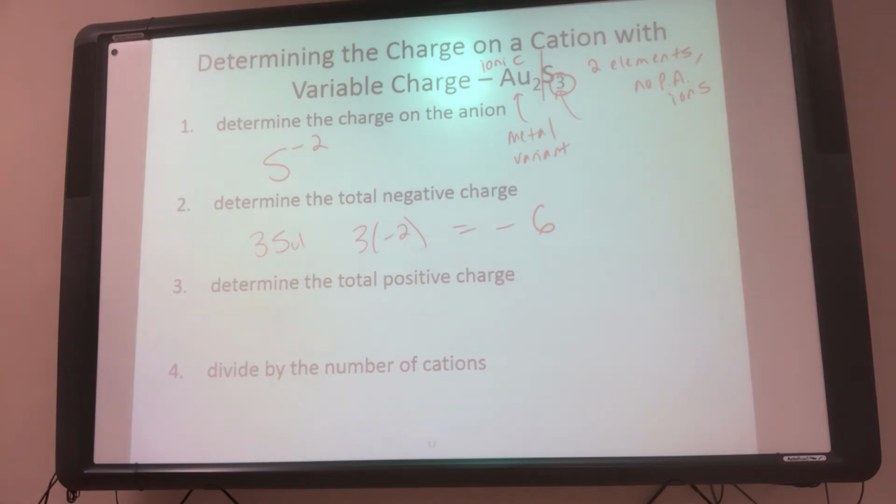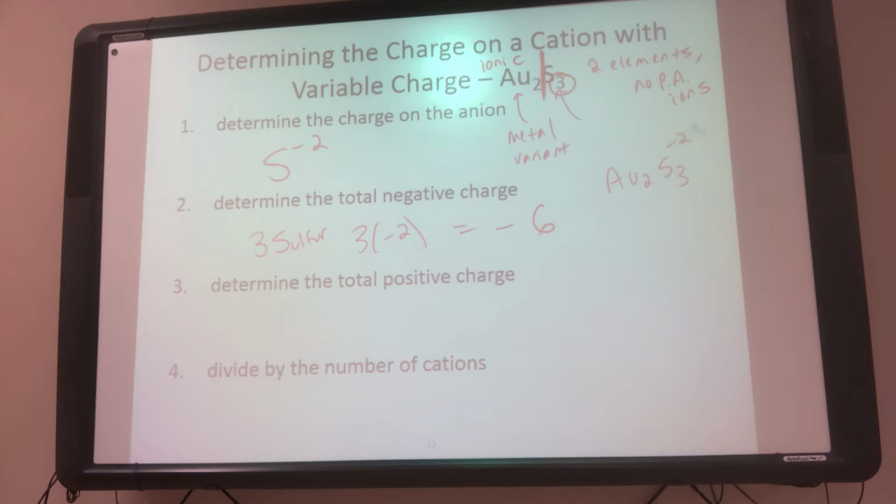Let me write sulfur so that doesn't look like a 5. So I have a total of a -6 charge. So my whole right side here is a -6. Now, if you look at the way this is written, Au2S3, there's no superscript right here. So we can assume that it's neutral. If it wasn't, it would have a plus up here, or it would have a minus up here.